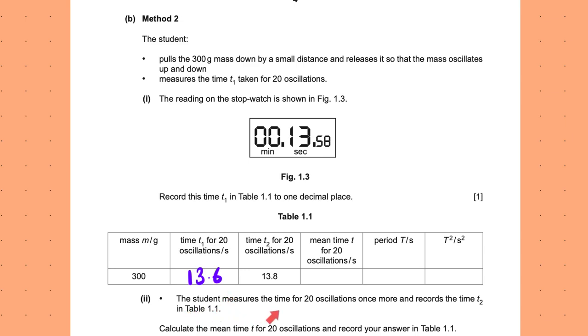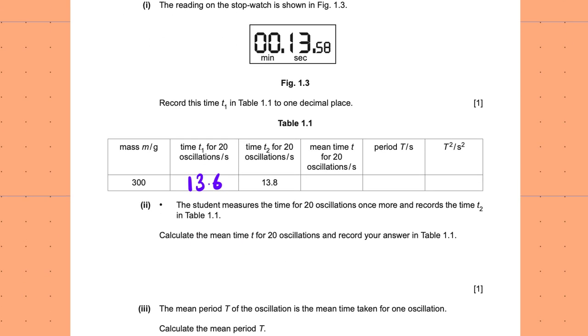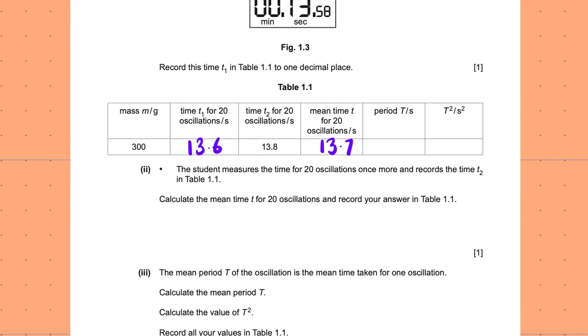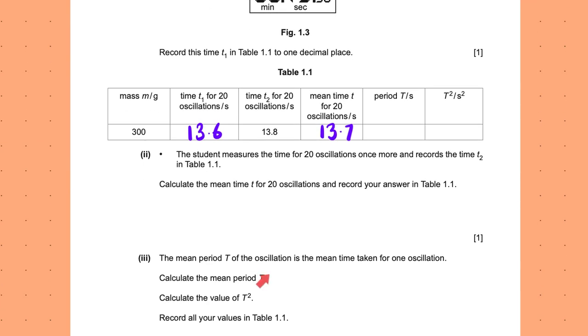Part 2, the student measures the time for 20 oscillations once more and records the time t2 in table 1.1. Calculate the mean time t for 20 oscillations and record your answer. So I just need to average these. It's very easy to see. This is going to be 13.7, right in the middle of 13.6 and 13.8. So 13.7 seconds. Mean period of the oscillation is the mean time taken for one oscillation. So this was for 20 oscillations. So 13.7 divided by 20 is 0.685.